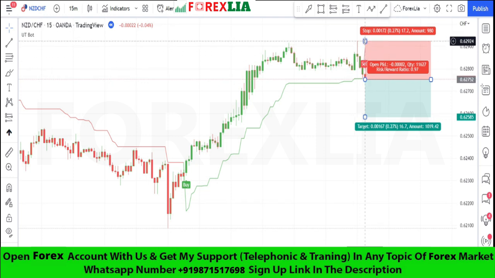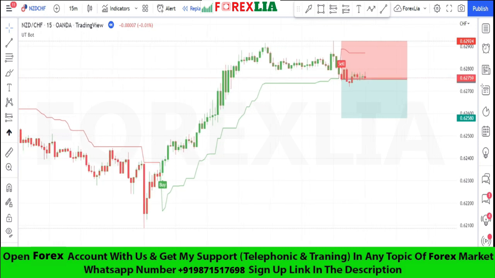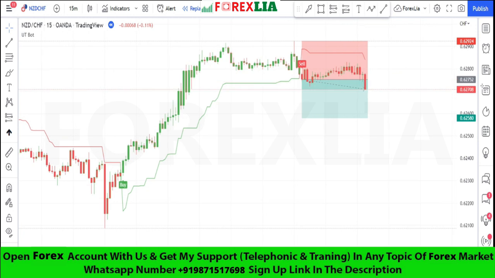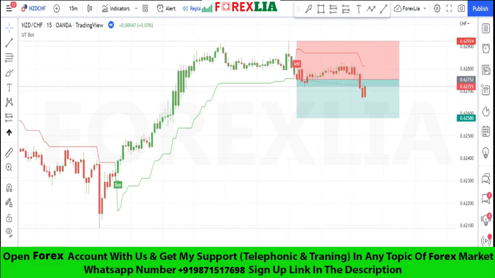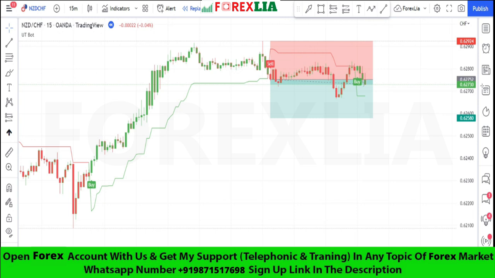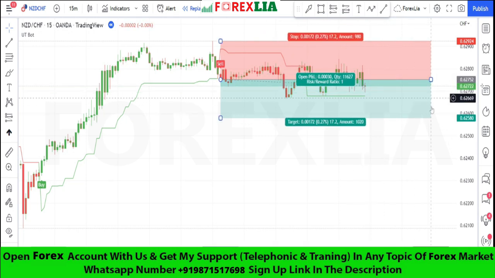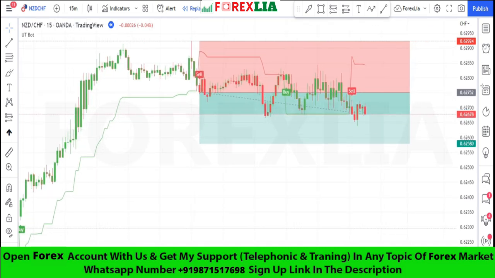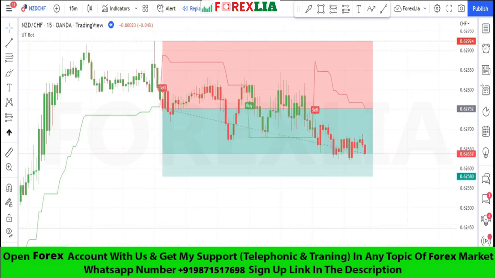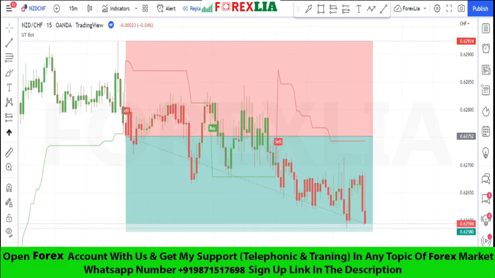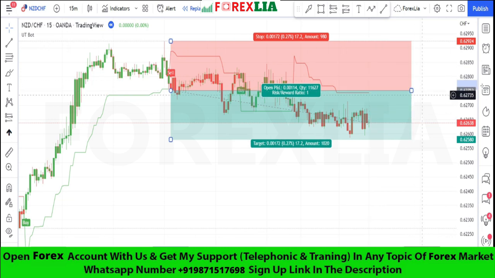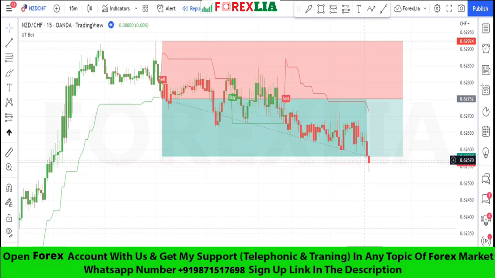Set stop loss previous high point. Set profit target 1:1. We won this trade.